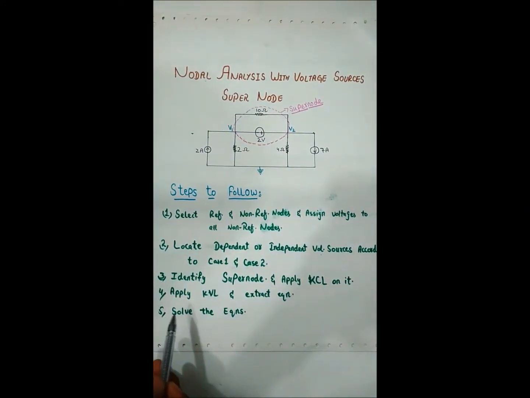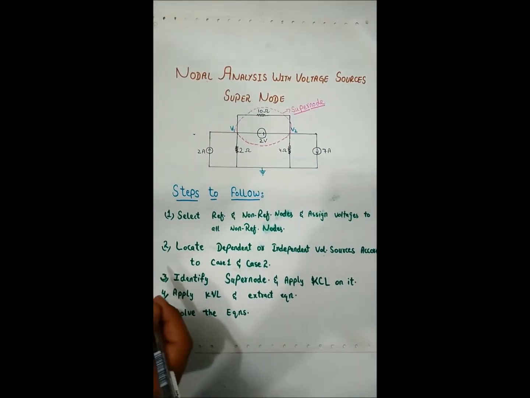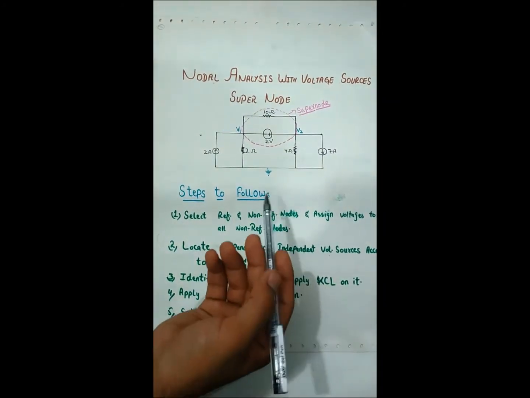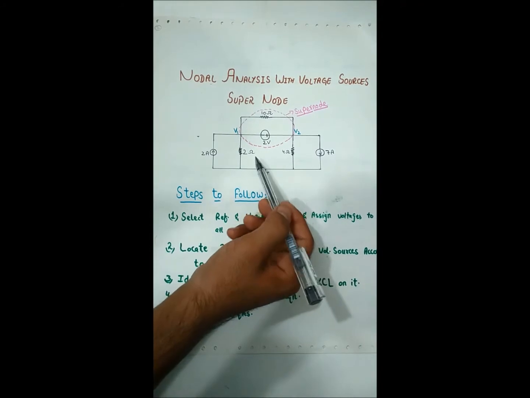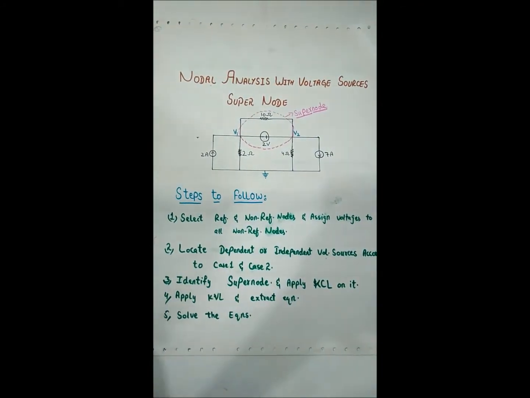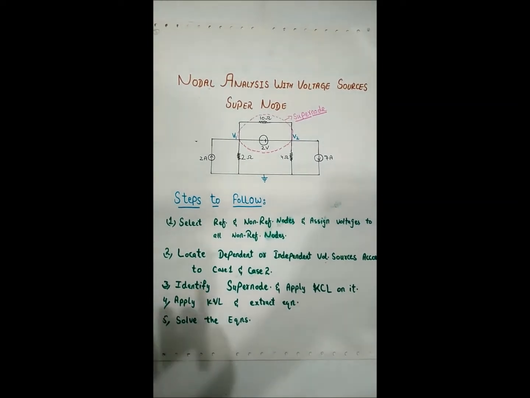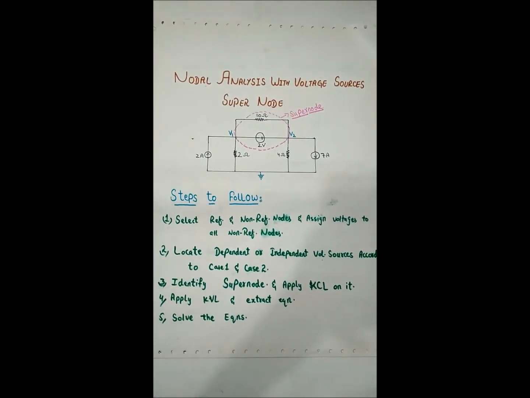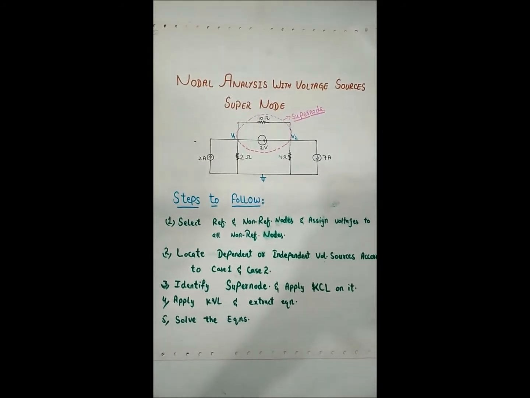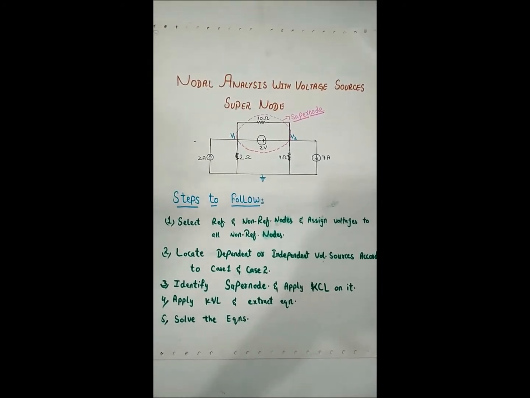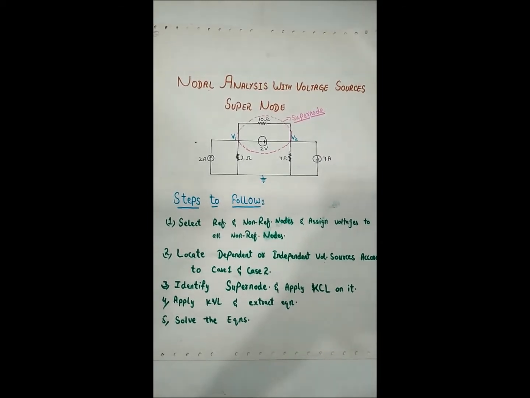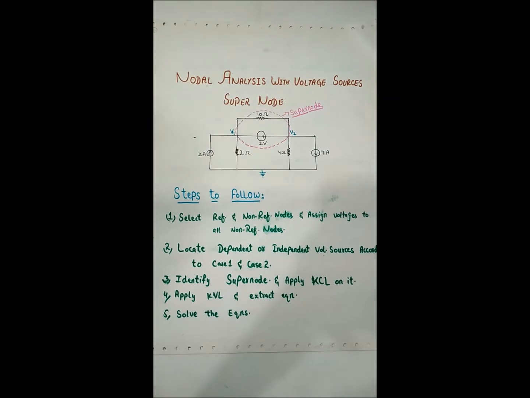The fourth step is to apply KVL and extract an equation. You can see further in this video that we will apply KVL on this circuit. After getting those two equations, we will solve them by 3 methods. There are 3 methods to solve 2 equations. One is Cramer's rule, the second is the substitution method, and the third is the elimination method.